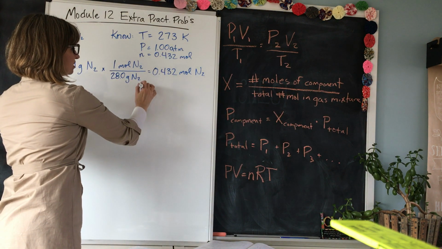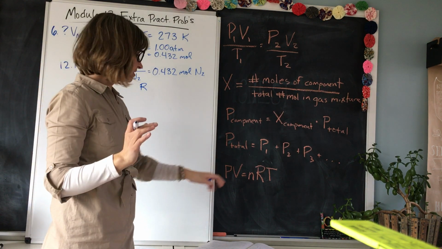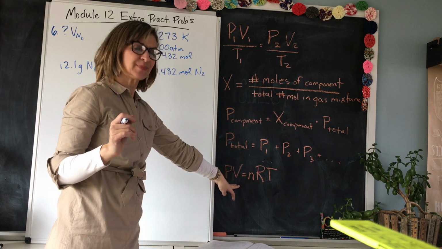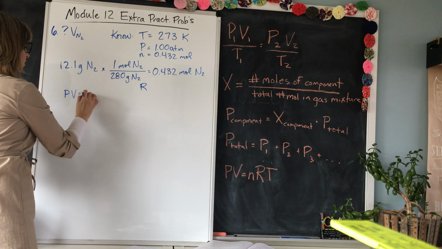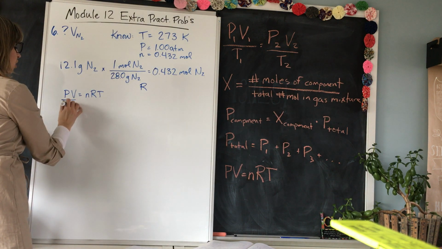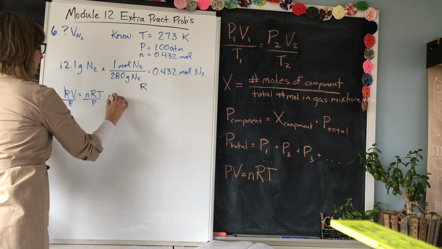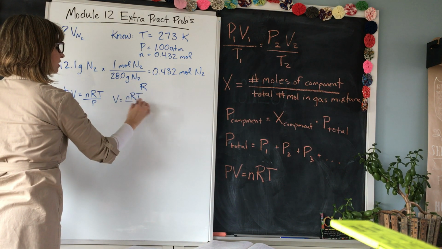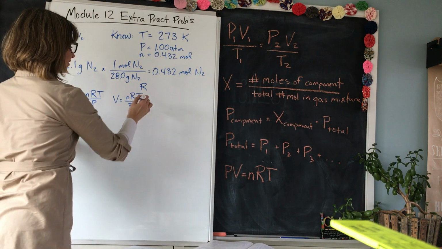And anything else that we know? Yes, of course, we always know the constant R, right? And so this time we can see pretty easily that we're going to be using the ideal gas law, PV equals nRT. We're solving for volume, so we're going to divide both sides by the pressure. So volume will equal n times R times T divided by pressure. And now we just plug in the numbers.